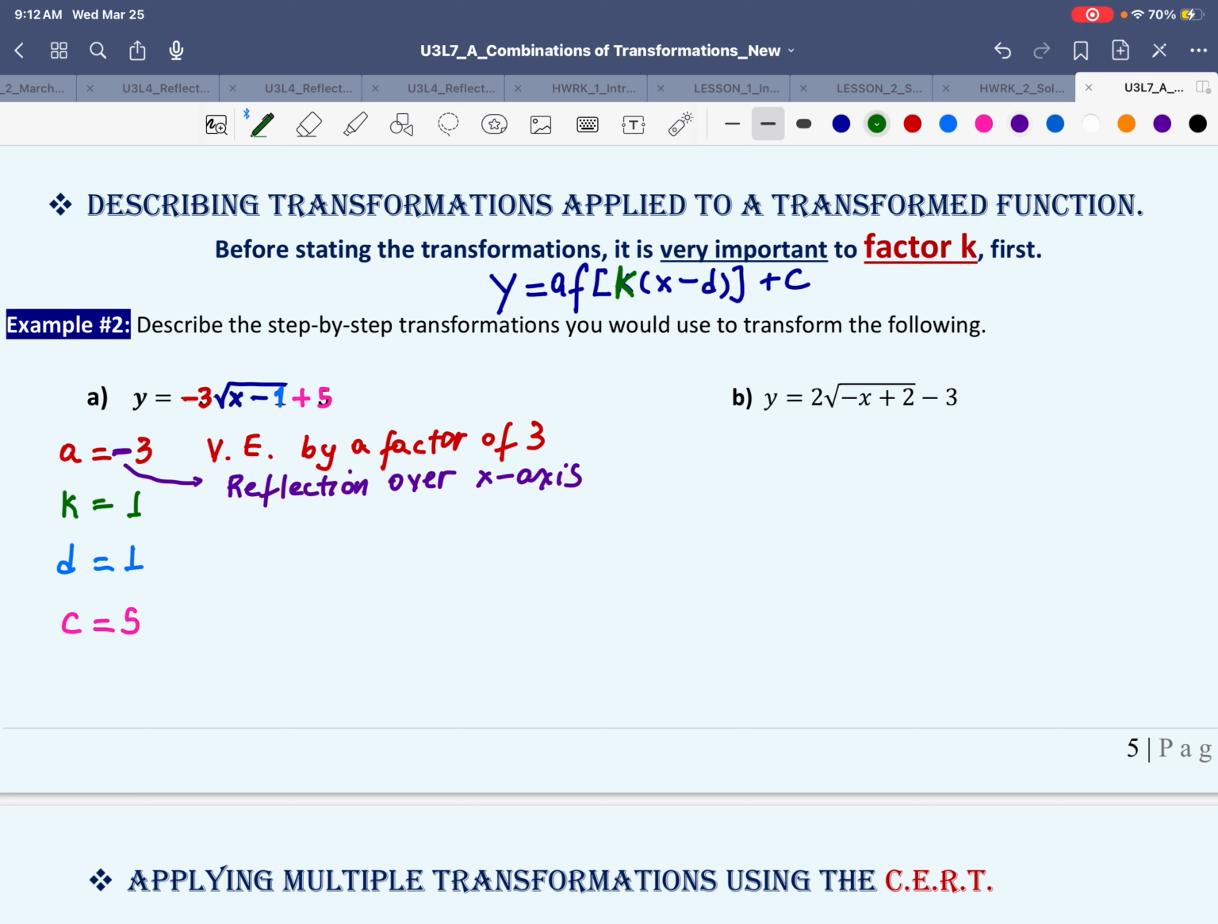Now, since k equals 1, there are no horizontal expansions or horizontal compressions, or no changes. Normally we don't have to write this, but just because I'm explaining this, I brought it to your attention. So if d equals positive 1, it means that the function has undergone a horizontal translation in the positive direction, because d is positive, 1 to the right. And lastly, we have c equals 5, which means that the graph has undergone a vertical translation in the positive direction because c is positive, and that will be 5 up.